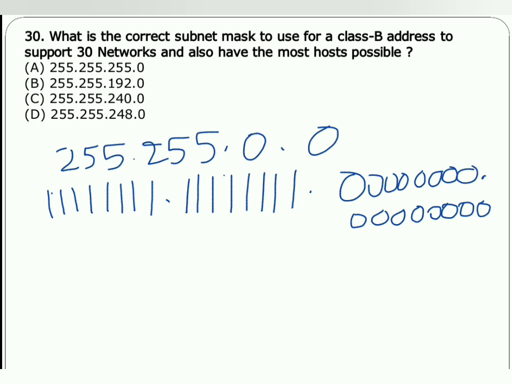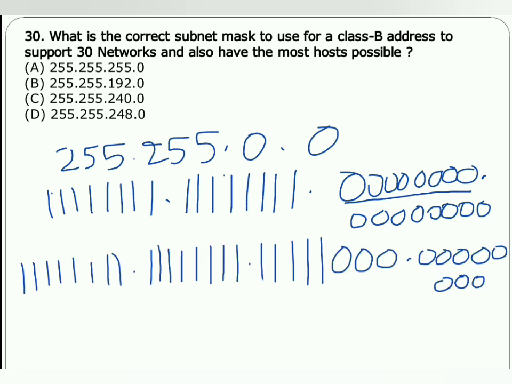Now for 30 networks, we have to save 5 bits from the most significant bit of the third octet, that is this one. So we have to save 5 bits from here. If we write the 5 bits in the host ID here, it will be like this. So why are we taking 5 bits here? We know that 2 power 5 equals 32. So that's why we are considering the 5 bits here. We are saving 5 bits from the host side.